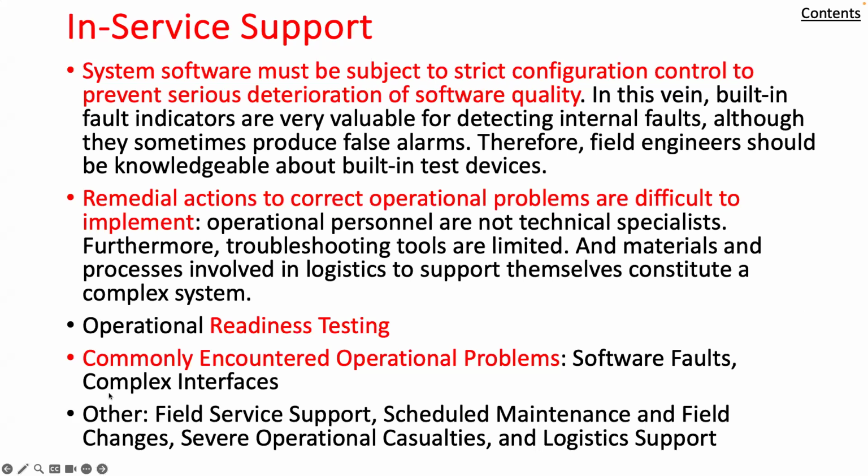We mentioned operational readiness testing. Every once in a while, you do a drill. That may be something that you would need to do depending on the type of system you have. Commonly encountered operational problems can include software faults and complex interfaces. There's something that goes on with that interface. So this might be a lesson learned that flows back into the next block update. Maybe we need to simplify those interfaces in whatever way that can be done. Plus, there are other things mentioned in the textbook: field service support, scheduled maintenance and field changes, severe operational casualties, things that fail, and also logistics support.